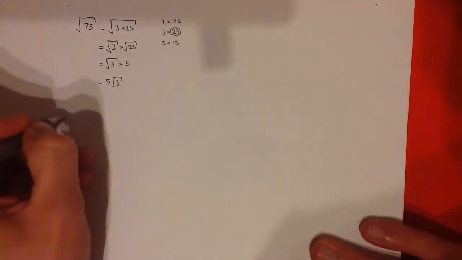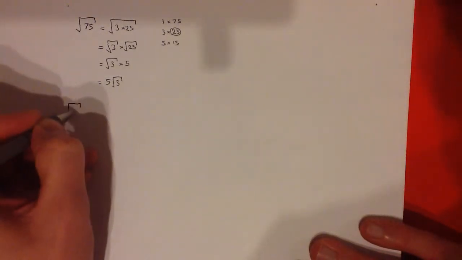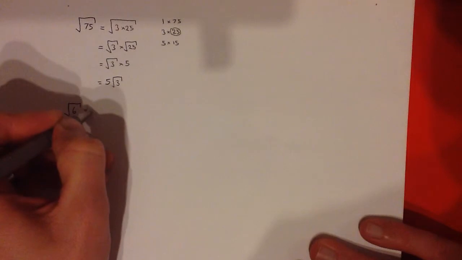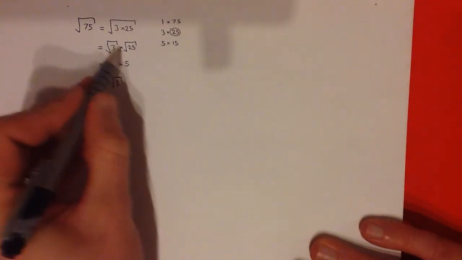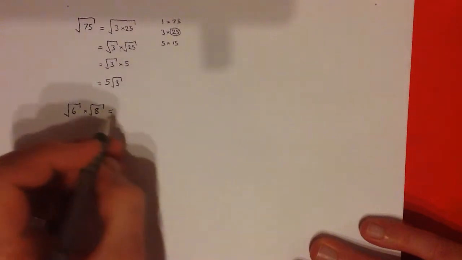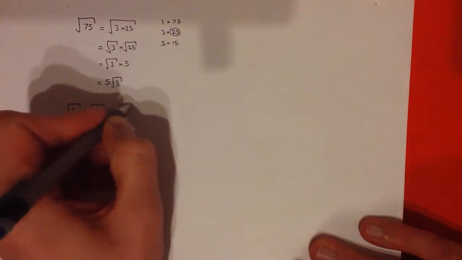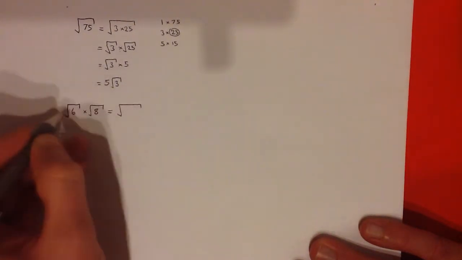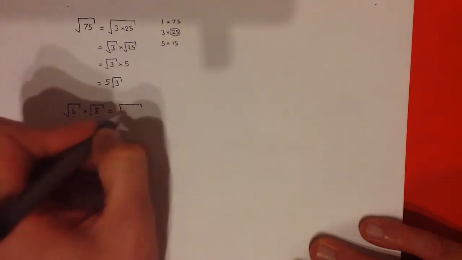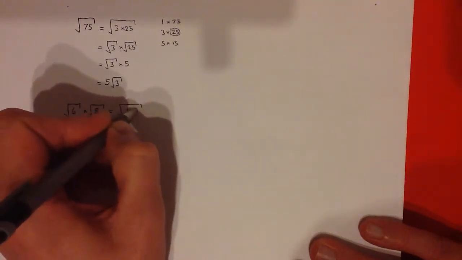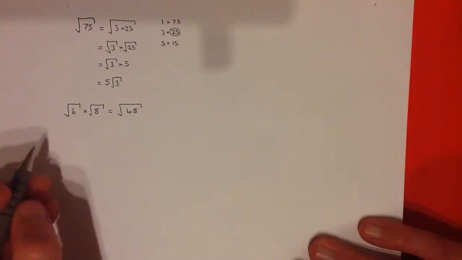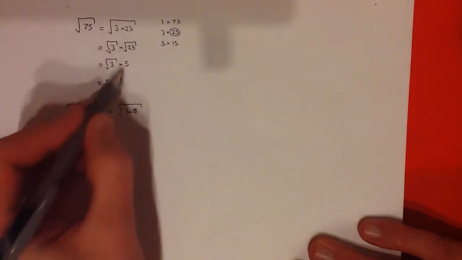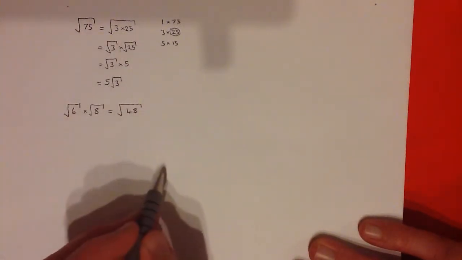Alternatively, we might be given two surds, like the square root of 6 and the square root of 8, and asked to multiply them together. Now, if you apply what we did here in reverse, you can see that we can put those two together as one square root, i.e. 6 times 8 is 48. So that becomes one surd. Now, that might not be the final answer, because in the same way as we did up here, we might be able to simplify this.